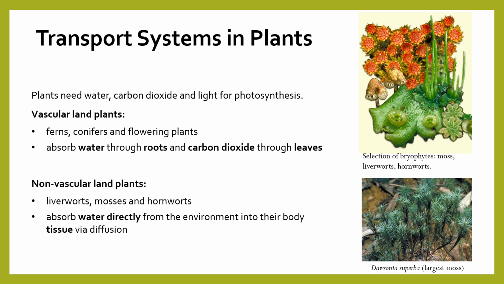Non-vascular plants tend to be liverworts, mosses, and hornworts. If you've never heard of them, that's okay. They absorb water directly from the environment into the body tissue via diffusion. So we're not looking at non-vascular plants. We're looking at vascular plants. You don't need to remember the different types. I just want you to know that we're focusing specifically on vascular plants that absorb water through their roots.